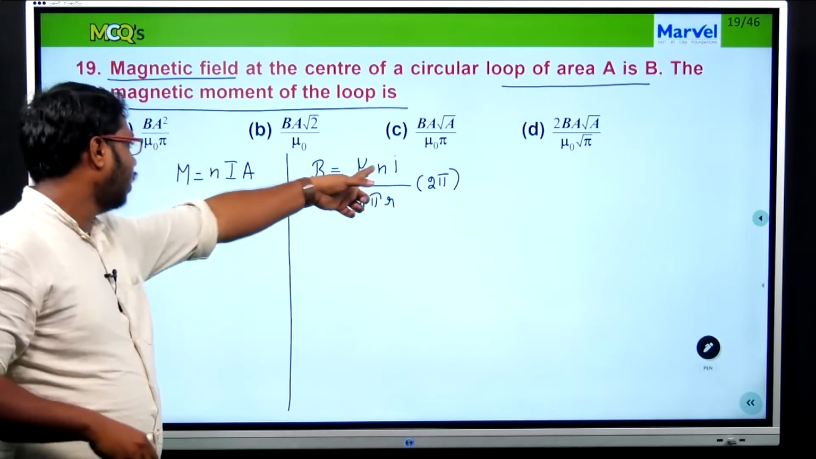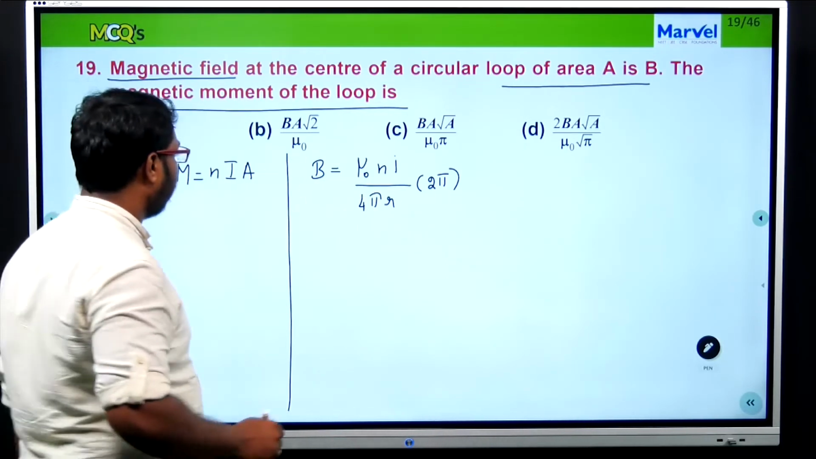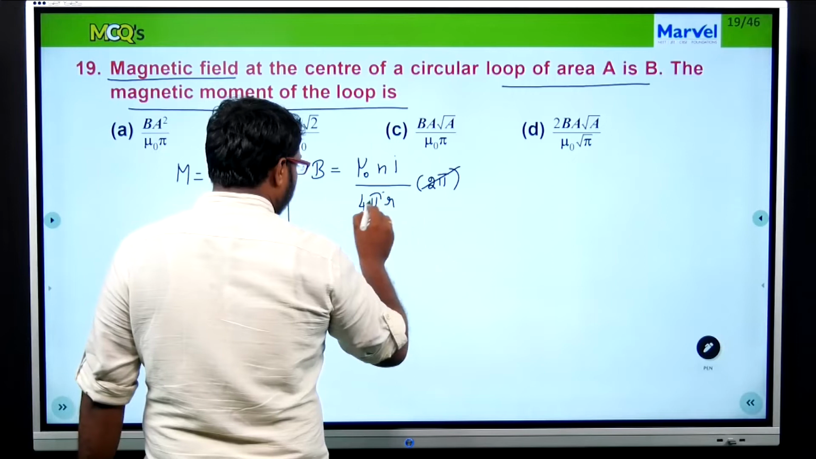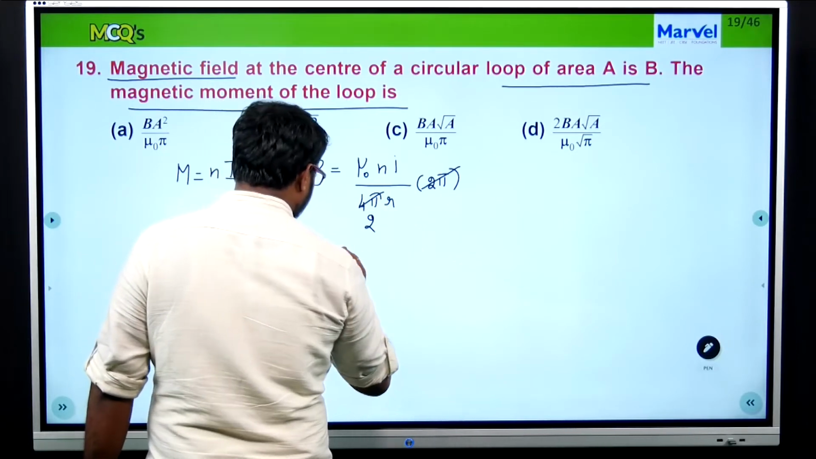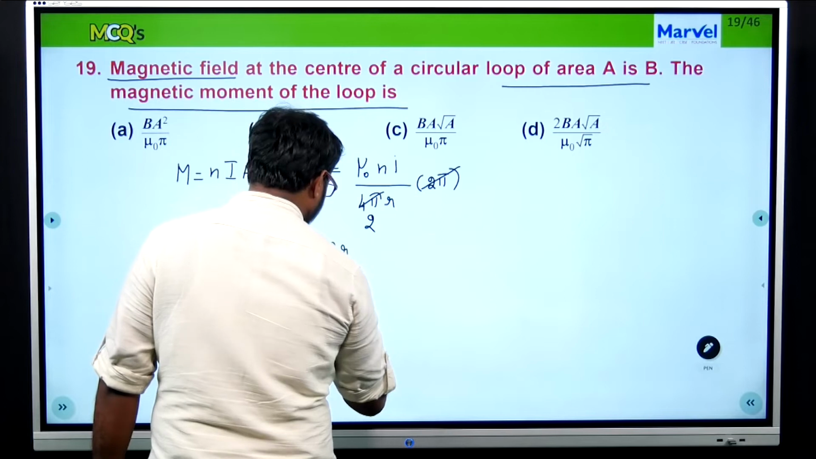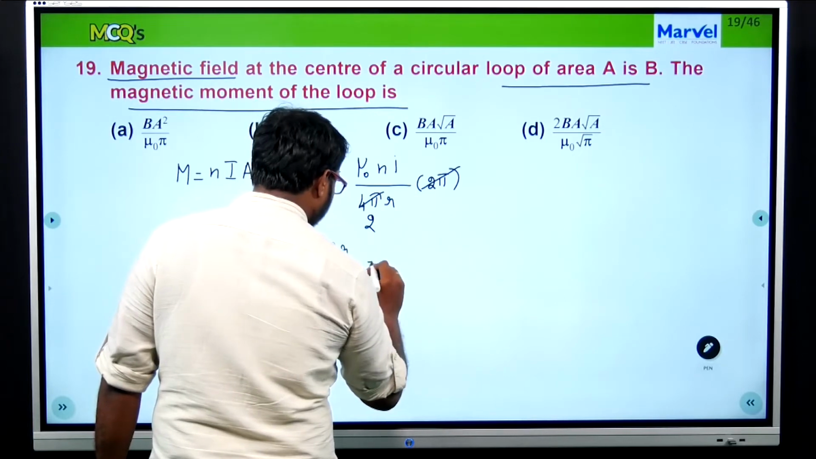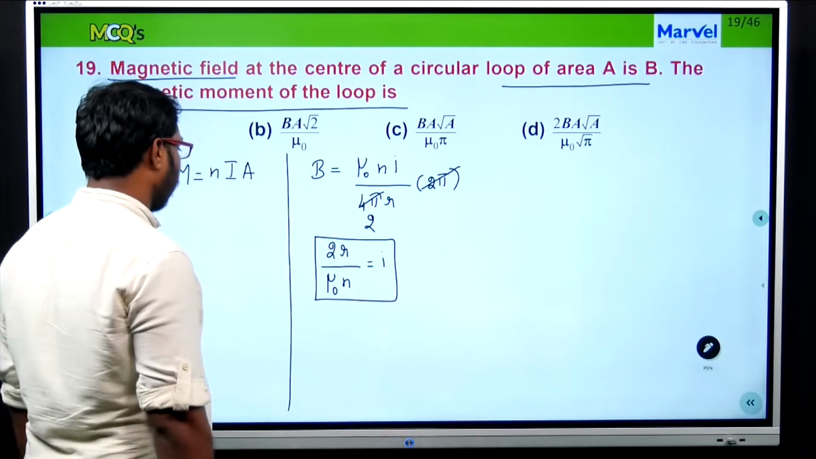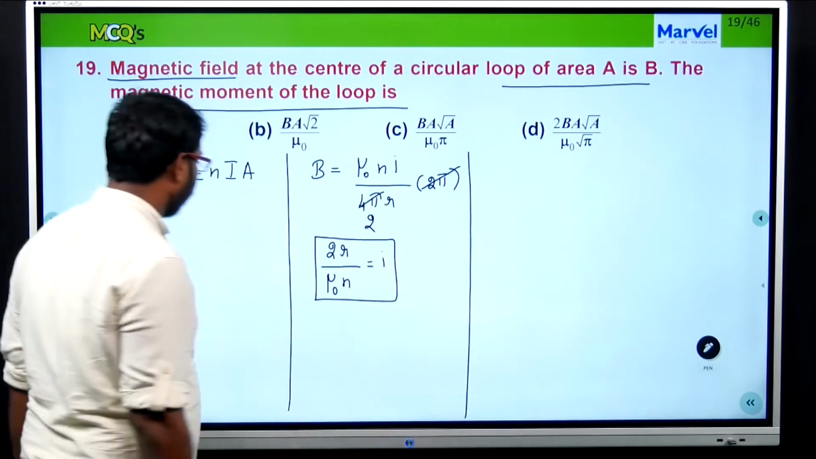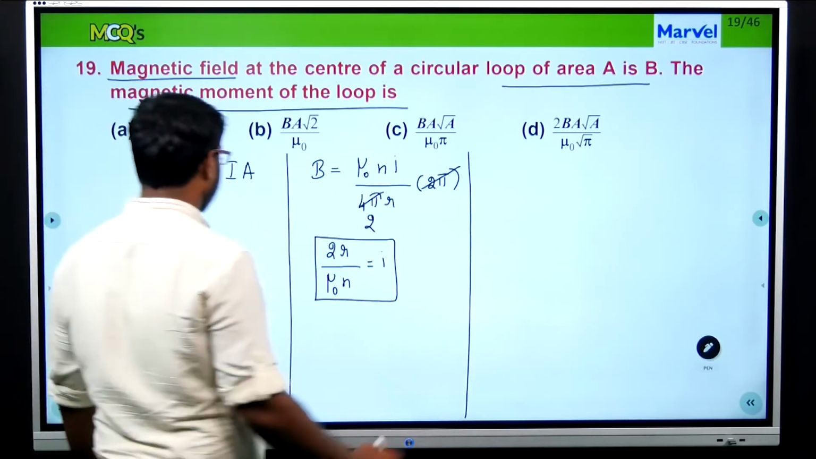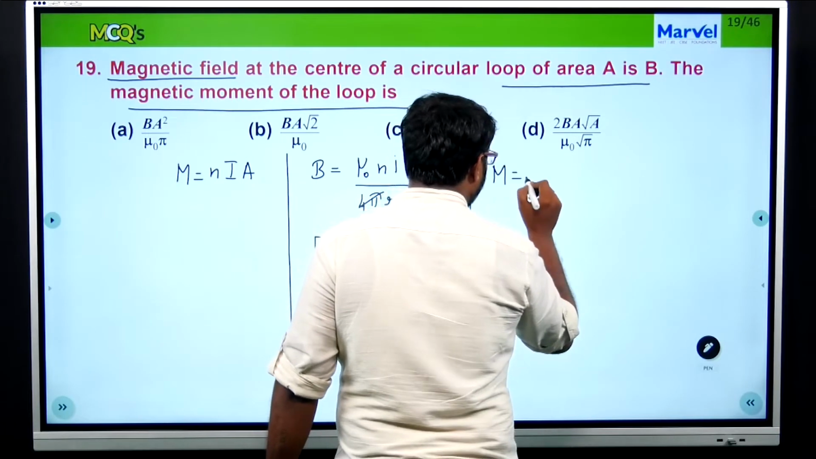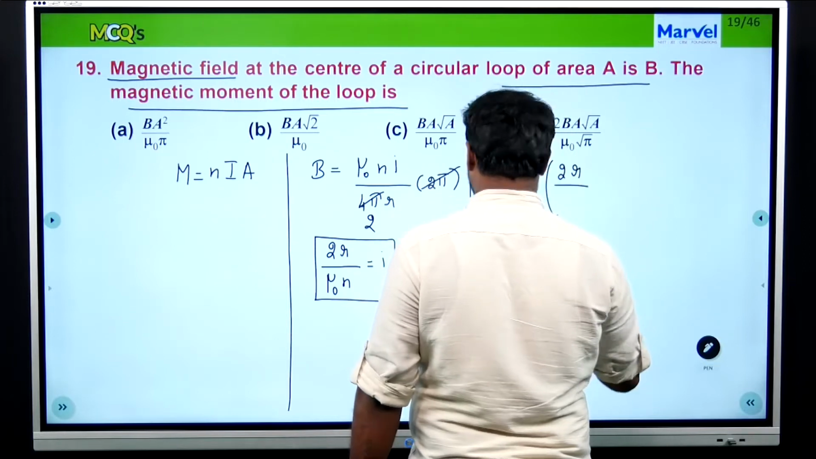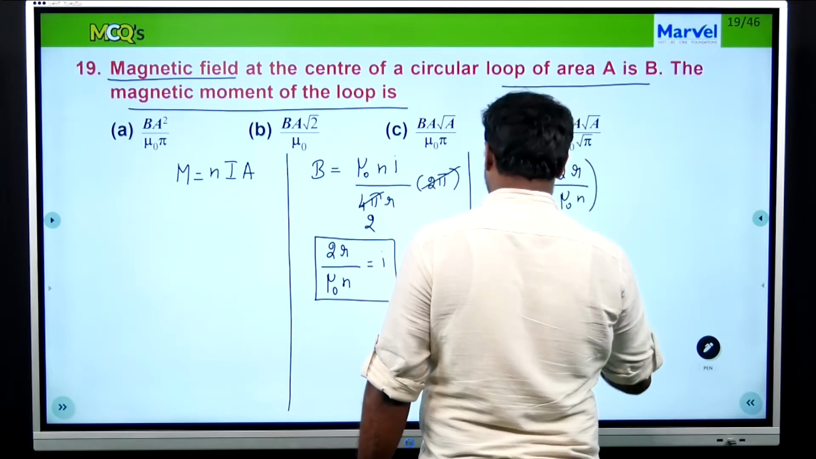So this is current I and this is the current I. So I have to rewrite the entire equation to do this. Let me bring this down: 2 times R by mu naught times N is equal to I. I'll put that in. So M is equal to N into 2R by mu naught into N of A.